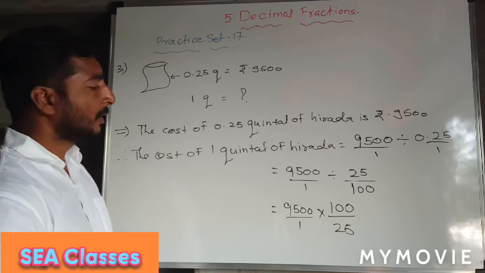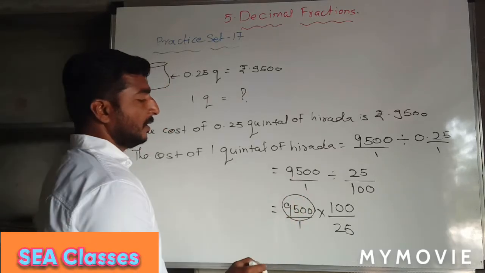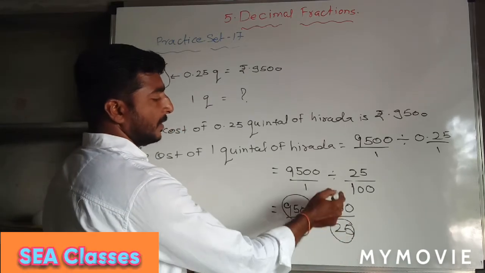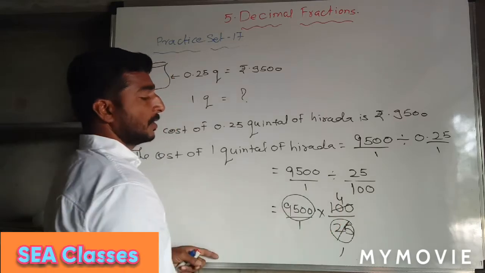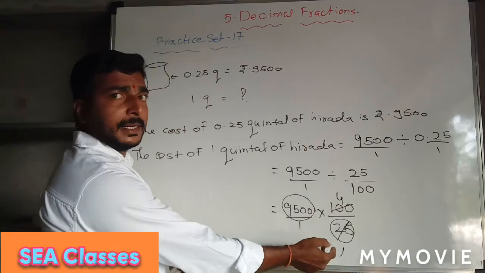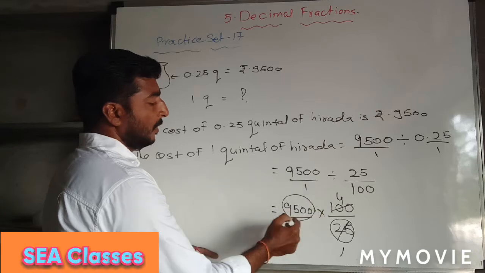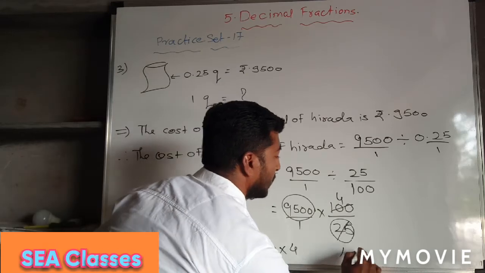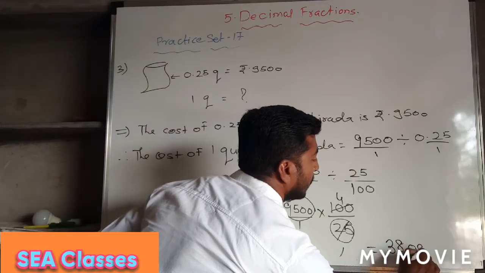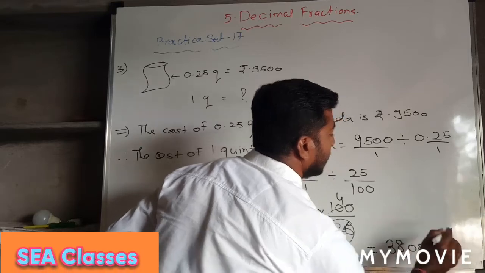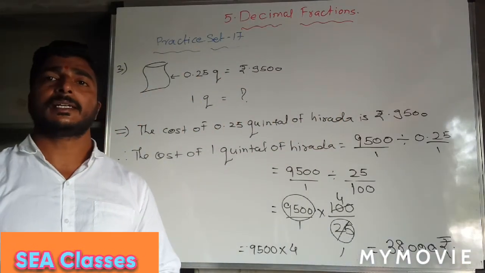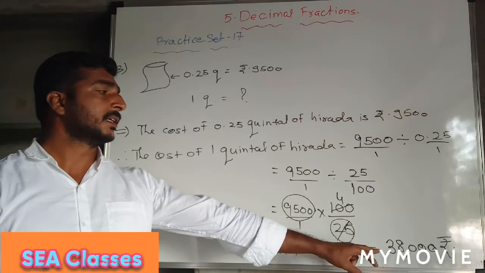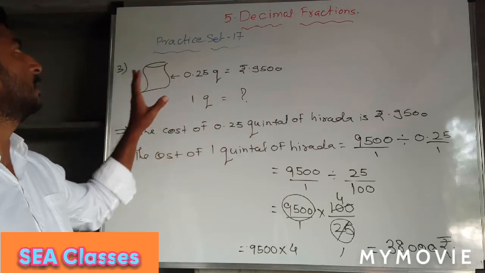Now you have to do the division. So here you will see there is 100 divided by 25, or you can do this division directly. 25 fours are 100, because 100 is in the numerator and 25 is in the denominator. So you multiply now 9,500 multiply by 4 and you will get the answer 38,000. So 38,000 rupees is the cost of 1 quintal of Hirida. So we will write as the last statement, the cost of 1 quintal of Hirida is rupees 38,000. So in this way you can calculate this example.